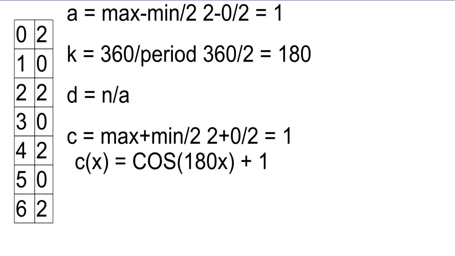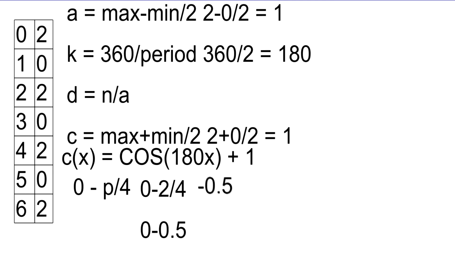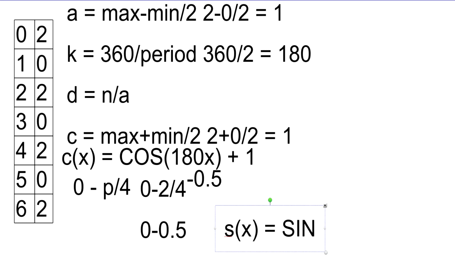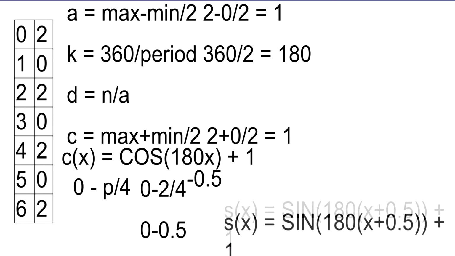Now to make the sine equation. So the sine equation would be cosine d, which is 0, minus period divided by 4. So 0 minus 2 divided by 4 gives us 0 minus 0.5, and that will give us negative 0.5 as our d value for sine. So we plug that in as s of x is equal to sine bracket 180 bracket x plus 0.5 close bracket plus 1. And that is our sine equation.